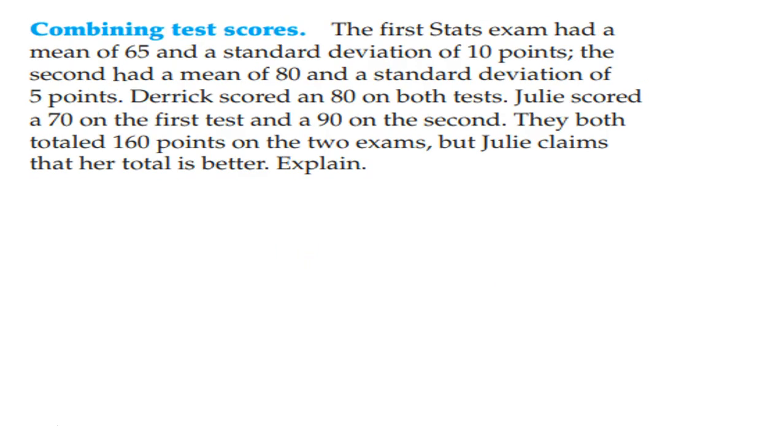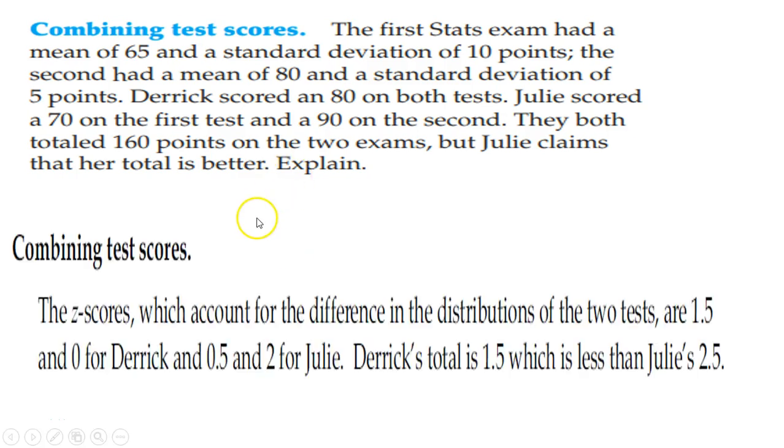Combining test scores. The first stats exam had a mean of 65 and a standard deviation of 10 points. The second had a mean of 80 and a standard deviation of 5 points. Derek scored an 80 on both tests. Julie scored a 70 on the first test and a 90 on the second. They both totaled 160 points on the 2 exams, but Julie claims that her total is better. Why would that even be possible? Well, the z-scores, which account for the difference in the distributions of the 2 tests, are 1.5 and 0 for Derek, and 0.5 and 2 for Julie. Derek's total is 1.5, which is less than hers, which is what she's getting at.